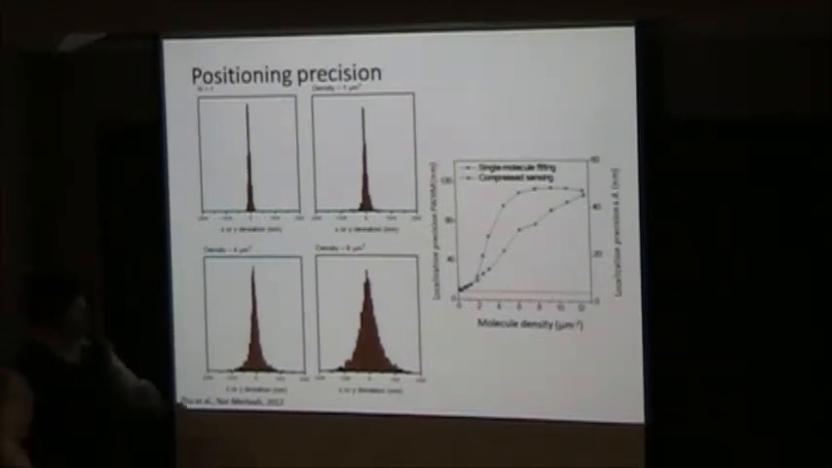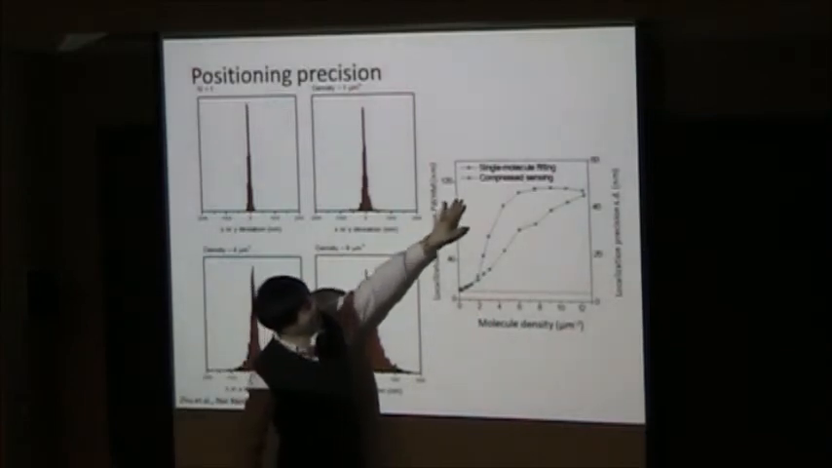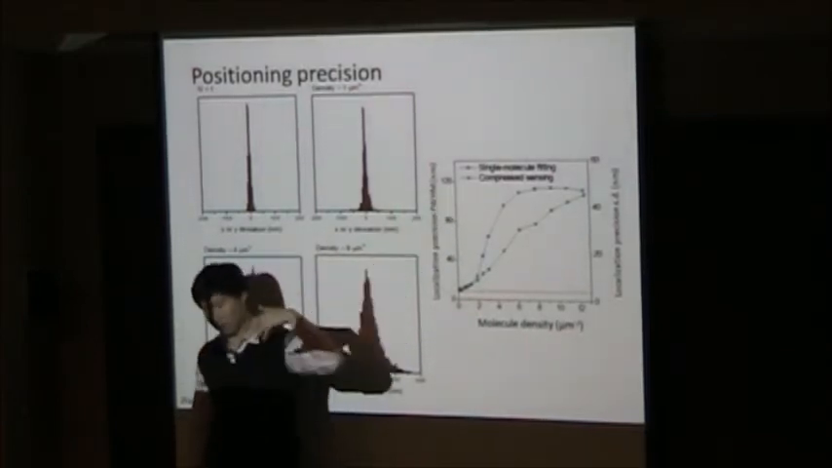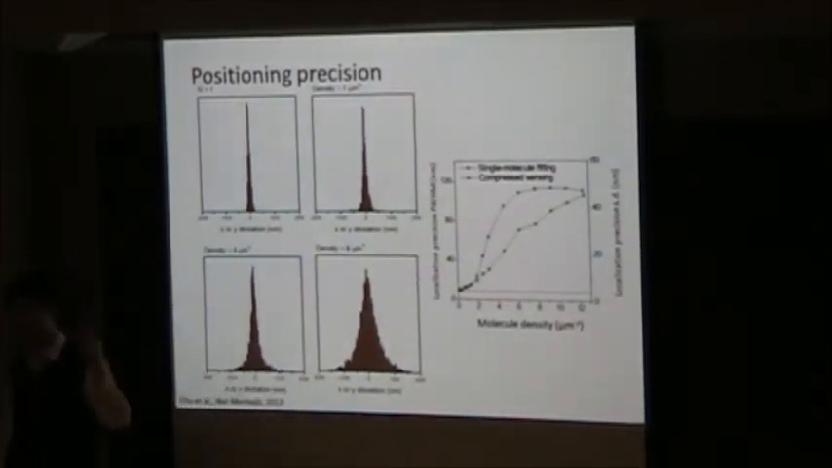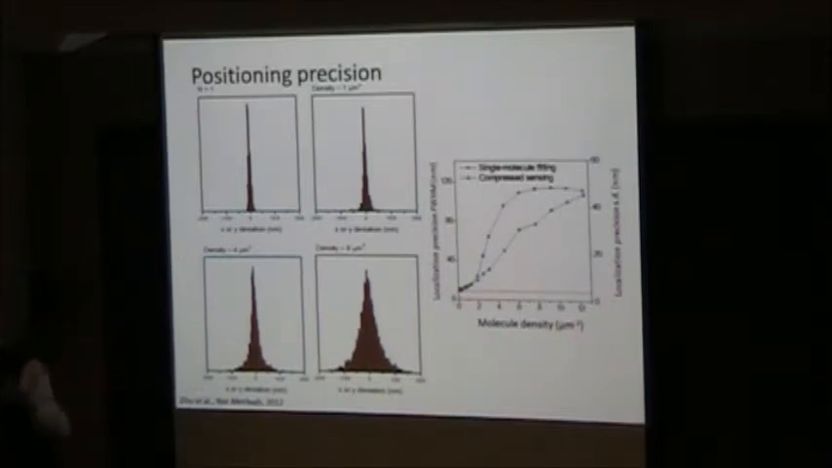If we go even higher density, then that gets close to about 220. That's structured illumination microscopy resolution. That's why I didn't go even higher in terms of molecule density. So we are able to identify molecules precisely.